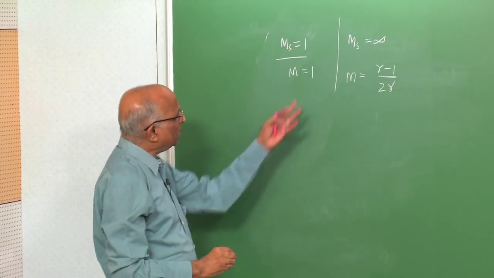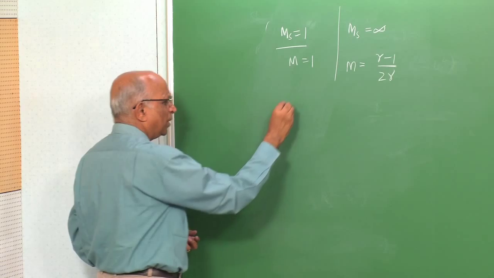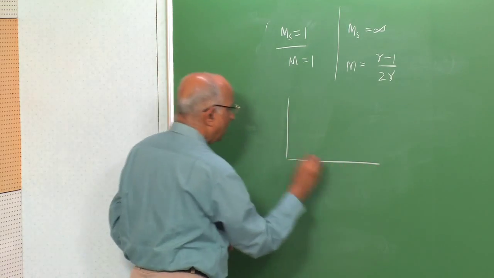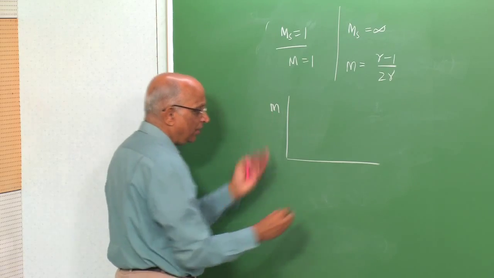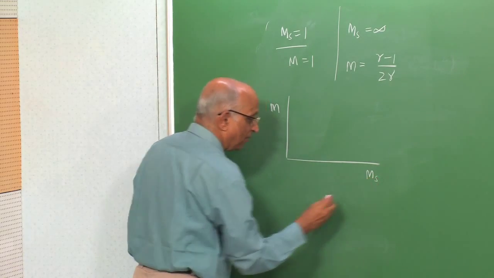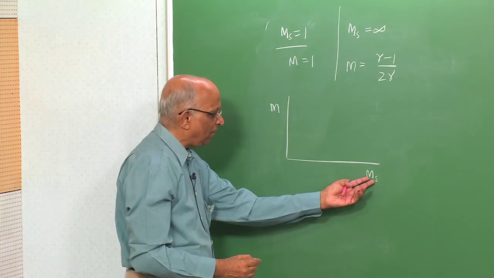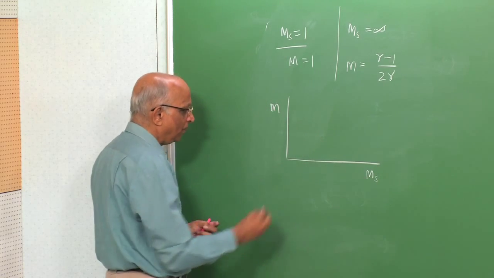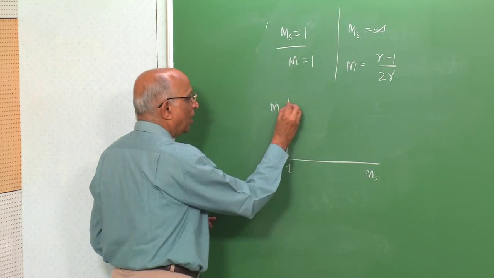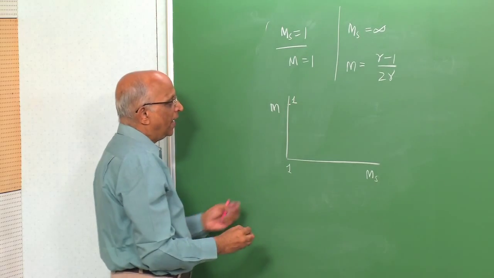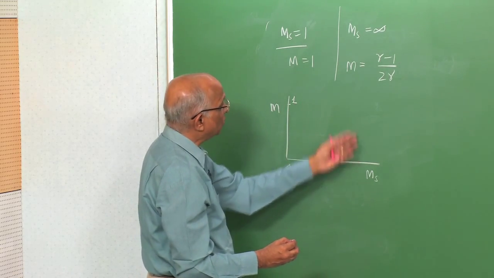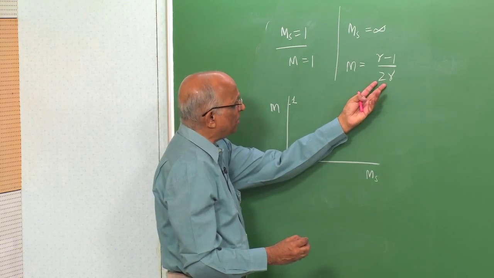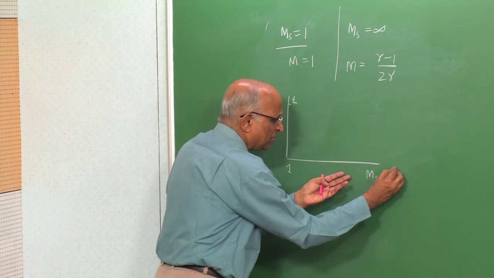Therefore, what are the limits? Let us try to put it down in terms of a figure. I have M, the dependent variable I am interested in. I am looking at the value given to me for a particular value of Ms, and I want to calculate this value. If Ms is 1, M is also 1. As the value of Ms increases, M decreases, in the limit of a very strong shock wave, that is when Ms is equal to infinity.